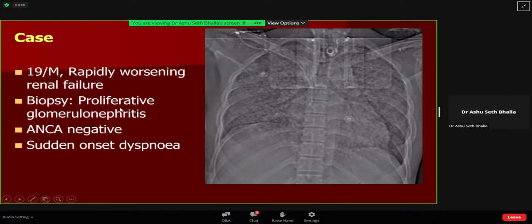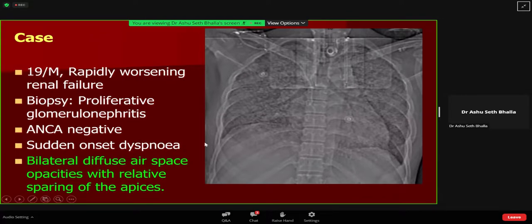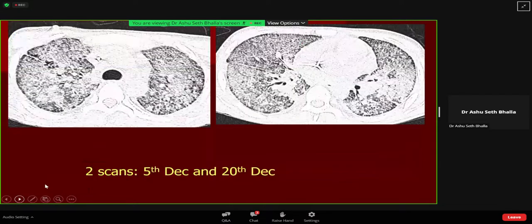So basically, we will say back all vasculitis, ANCA positive or ANCA negative. In this patient, the ANCA is negative. The renal biopsy returns basically a glomerular disease, so proliferative glomerulonephritis. And this we already did, that relative sparing of the extreme bases. So they can be in an apicobasal gradient, but extreme CP angles, apices of the lung may be spared.